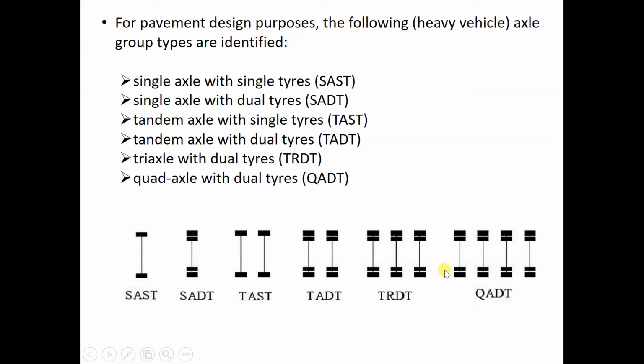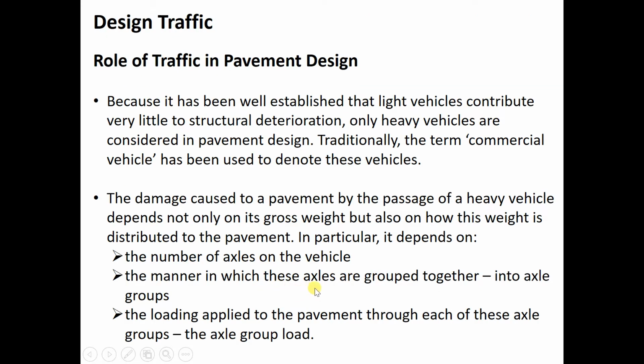Okay, so normally we have the single axle, the double axle, which is called the tandem axle, the triple axle, and then the quad axle. So these are how the axles are grouped together.